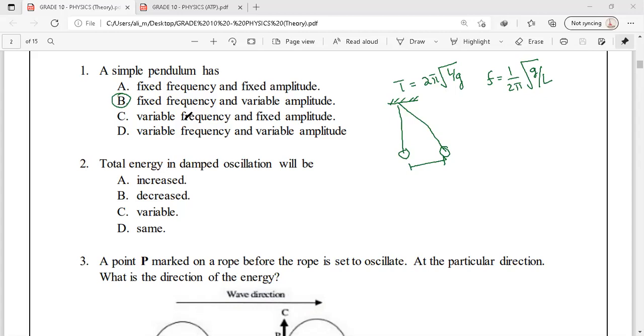Then we have question number 2. The total energy in a damped oscillation will be. In this question, what happens to the total energy when a body is oscillating with a damped oscillation? If we talk about just the energy of that vibrating body, we know that the energy of the vibrating body decreases in a damped oscillation. But according to the law of conservation of energy, the total energy always remains constant. So the correct answer is option D, that the total energy of a damped oscillator is always the same.